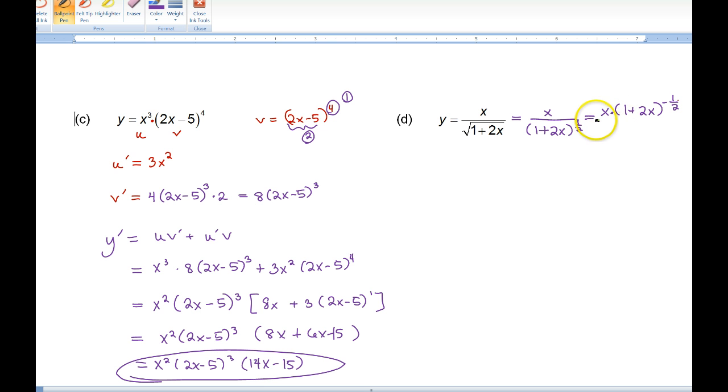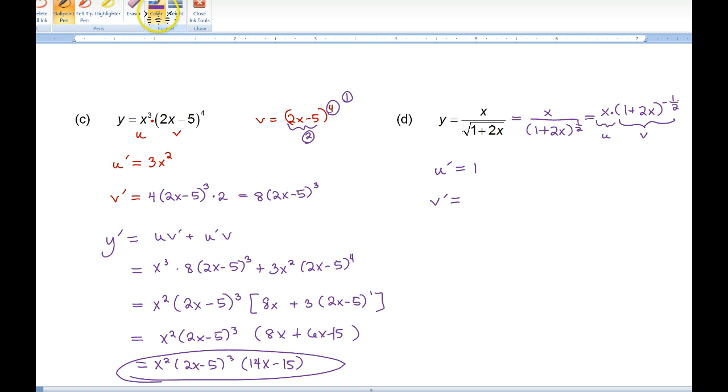So I'm going to treat the x as u, and the 1 plus 2x to the negative 1/2 power, that's going to be my v. So if you want to, over on the side, kind of like what we did from part C, if you want to figure out what is u prime, well, u prime is going to be 1. And then what is v prime? So I have to apply the chain rule.